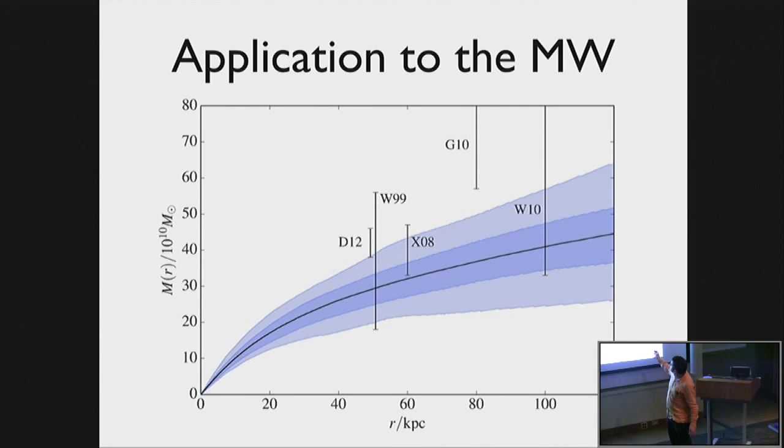Here are the measurements that I showed you before. This is now a cumulative mass profile from 0 to 120 kiloparsecs. We go through lower ranges of those error bars, and our error bar, this is 1 sigma, is much smaller than any of these. And we don't have any degeneracy between anisotropy, density, and mass that Jeans analysis always has. So that's the end. Thank you.